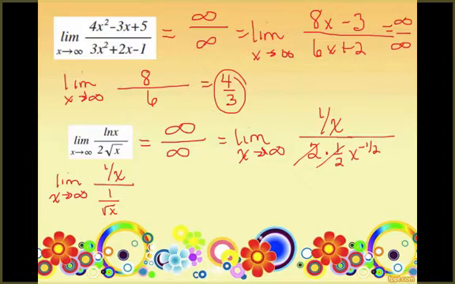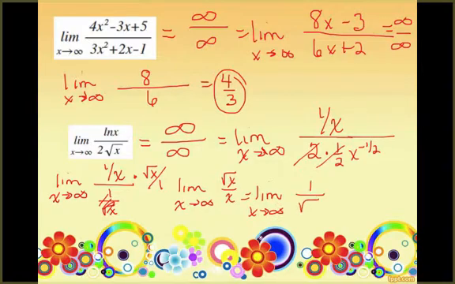But dividing by 1 over the square root of x is the same thing as multiplying by the square root of x over 1. So really, I have the limit as x approaches infinity of the square root of x over x, which would then simplify to 1 over the square root of x.